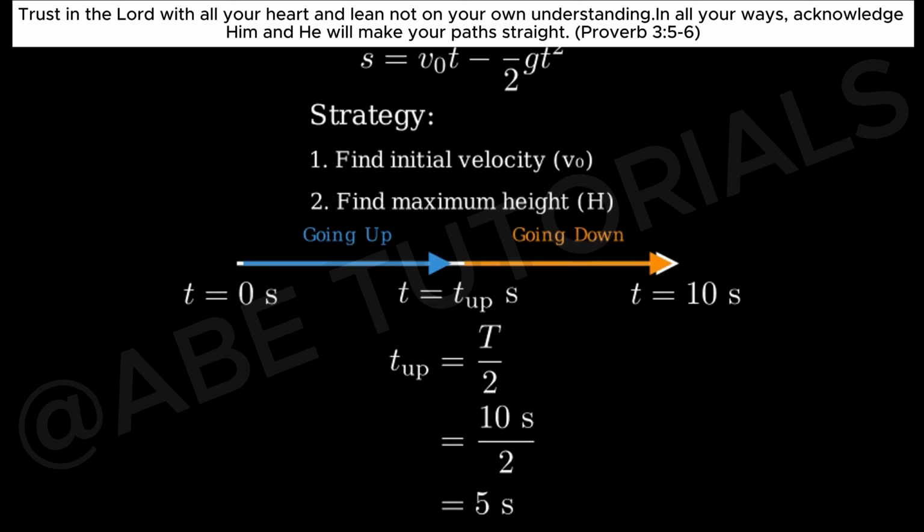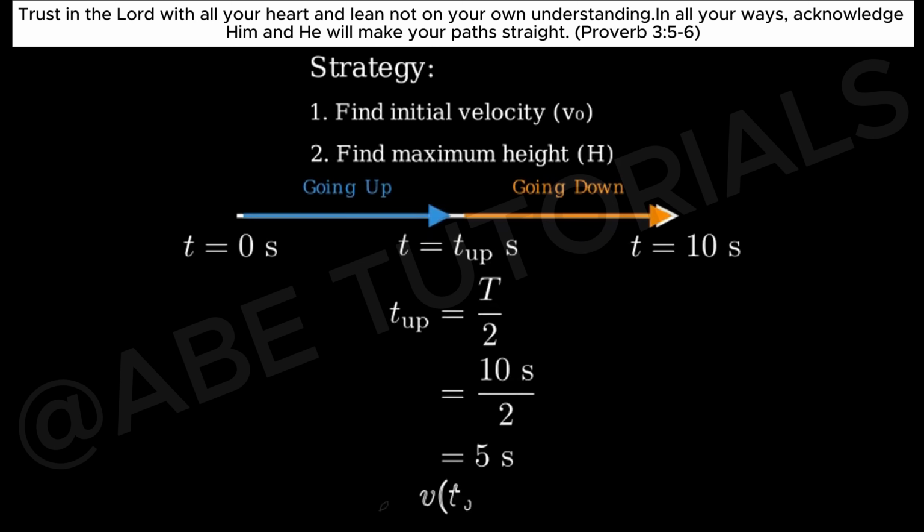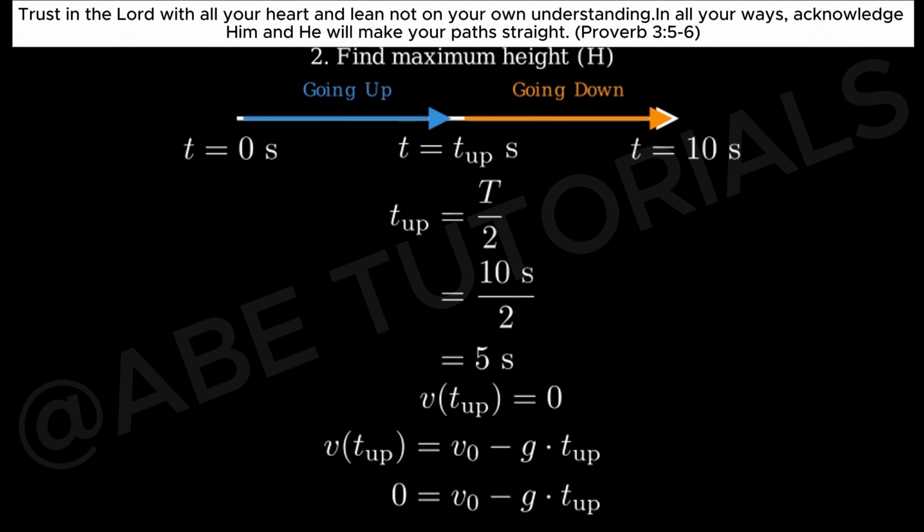Now, let's find the initial velocity. At the maximum height, the velocity of the stone is 0. This makes sense because, at the highest point, the stone momentarily stops before falling back down. Using our velocity equation, v equals v0 minus g times t, we can write that the velocity at the top is 0. v of t up equals v0 minus g times t up equals 0.